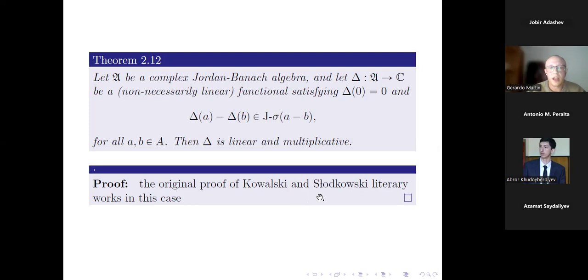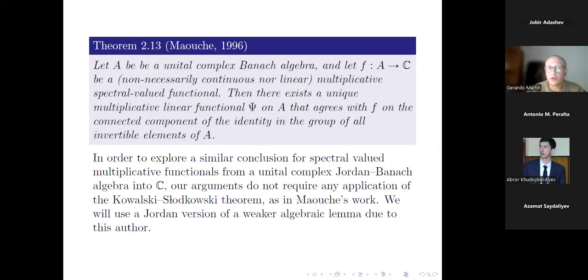So now, in order to obtain a similar result as Mauche obtained, our arguments do not require any applications of the Kowalski-Słodkowski theorem, as in Mauche's work, but we will use a Jordan version of a weaker algebraic lemma due to this author.